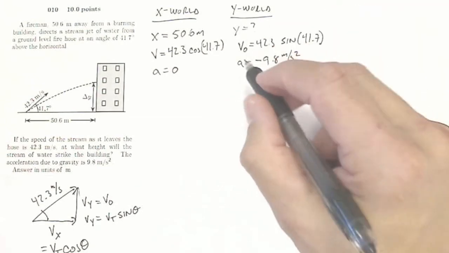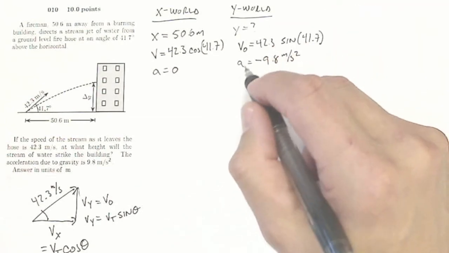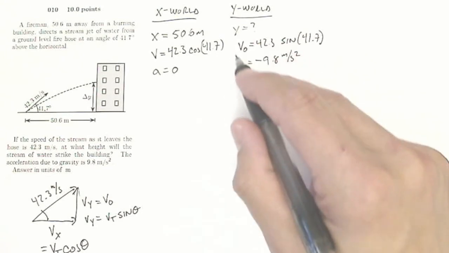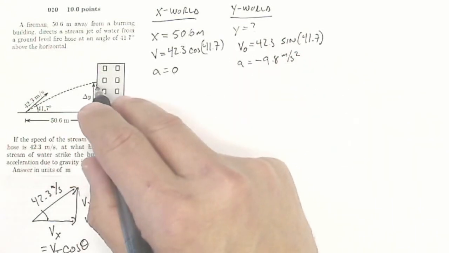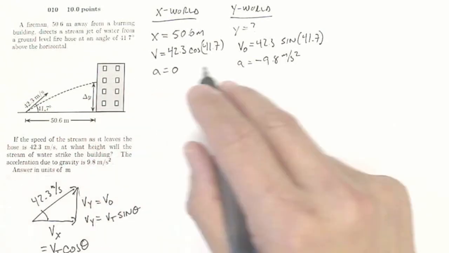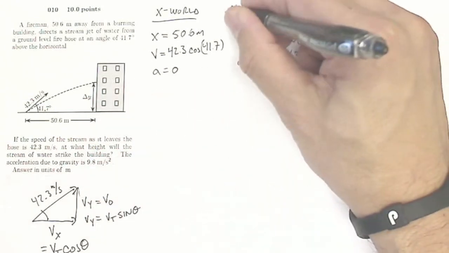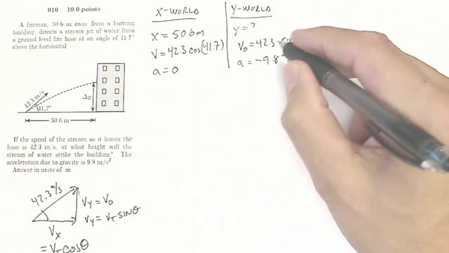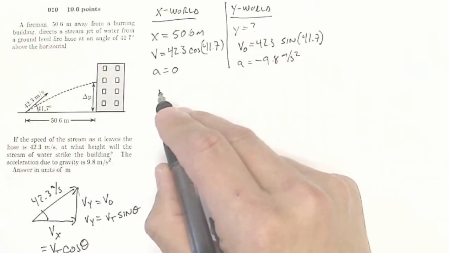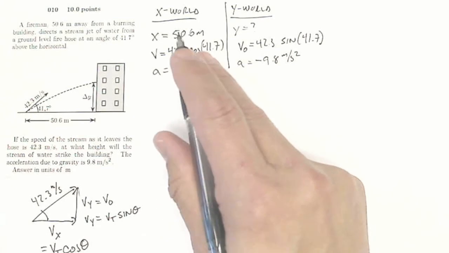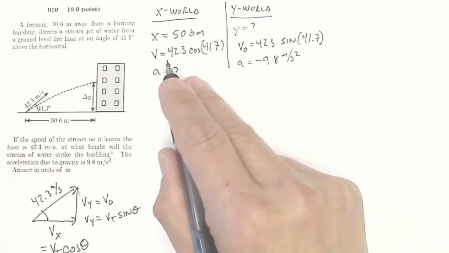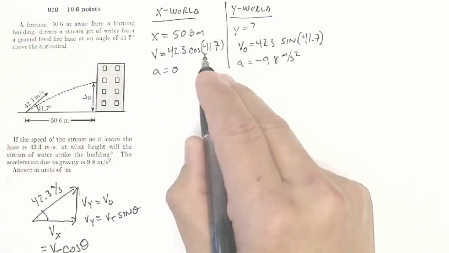So displacement, initial velocity, acceleration. I'm looking for displacement. I need one more variable. Final velocity might be hard to come by, so maybe time is what we need. Instead of worrying about time in the Y world, what if I got it in the X world, where it's easy to get because I have a distance and a velocity? So horizontally, I know it moves 50.6 meters, and its horizontal velocity is going to be the result of this.